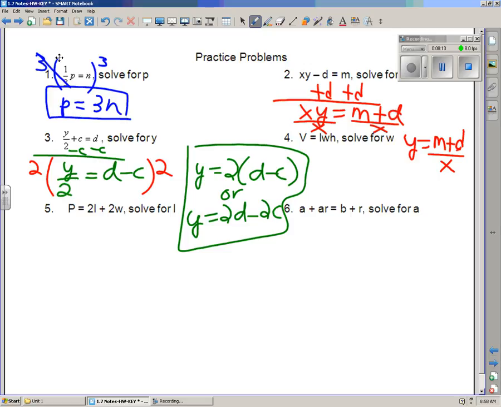This next problem, volume equals length times width times height. I need to undo my multiplying by length and height. I'll do it all at once. I'm going to divide v by LH, and then v divided by LH equals w.